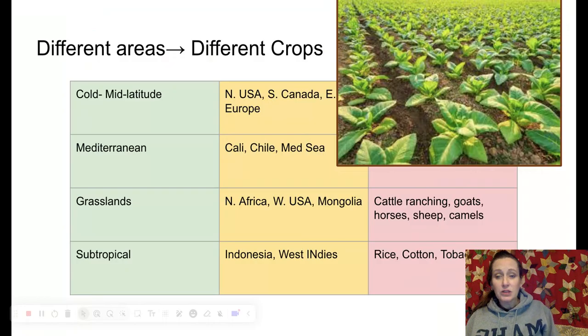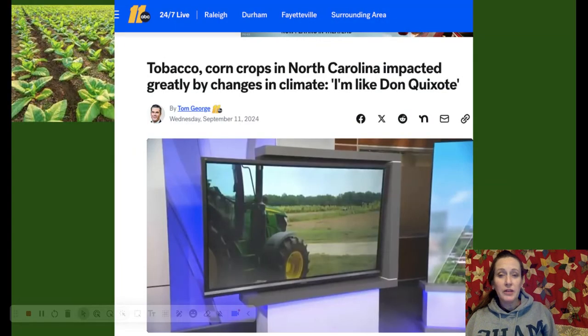Next, we have subtropical areas like in Indonesia and the West Indies. It's Indies, not Indies, right? This is where you might see things like rice and cotton and tobacco, which you should not use. This is a tobacco farm from the United States. This is a news story. I did watch the video of this farmer in North Carolina.